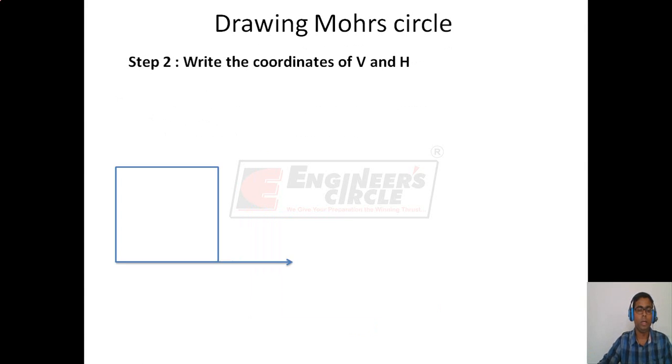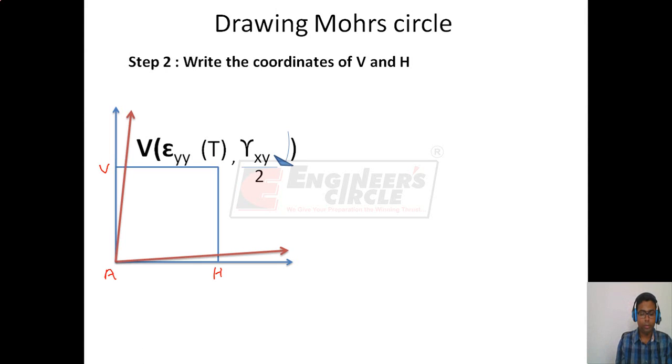The element at point A, this is horizontal axis, vertical axis. Suppose the line AH has rotated due to deformation like this, and line AV has rotated due to deformation in the body like this. Then we can write the coordinates of point V as the first coordinate is the normal strain. Since point V is lying on the vertical line AV, therefore we will write the normal strain epsilon yy.